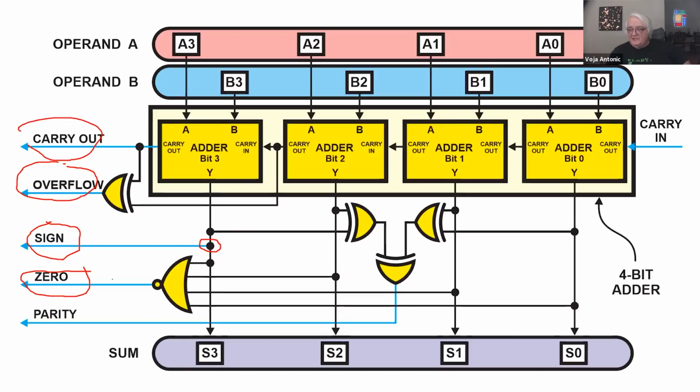In all other cases, it's 0. And parity is actually the number of ones in the whole result. You just count how many ones you have. And if you have an even number, then parity is set. If it's an odd number, then parity is reset.